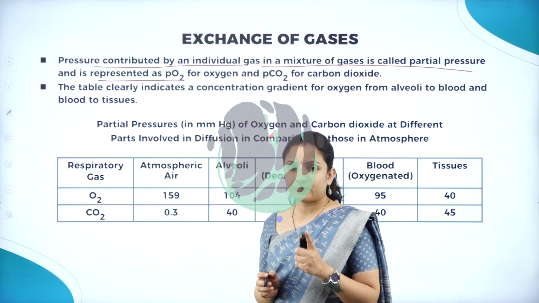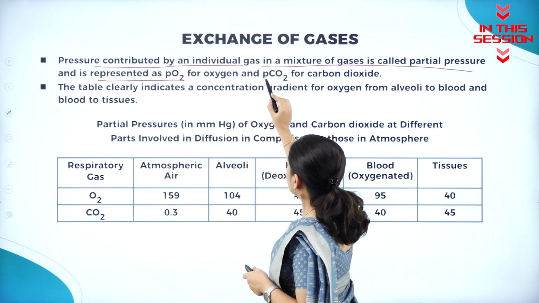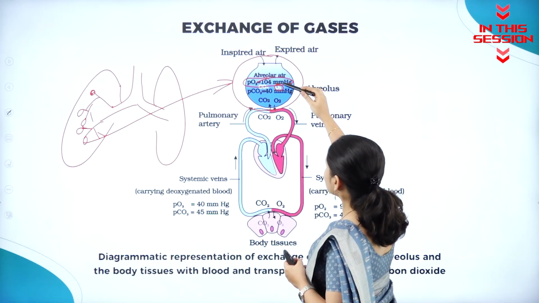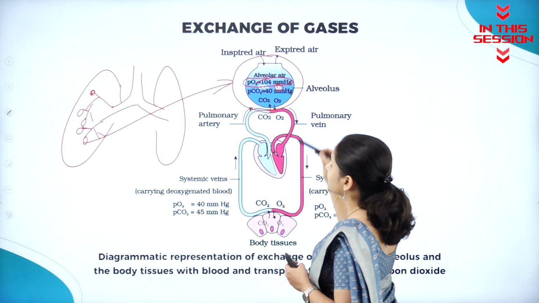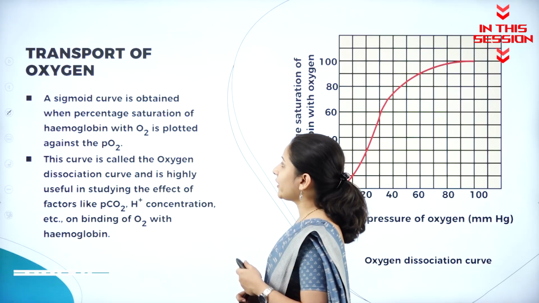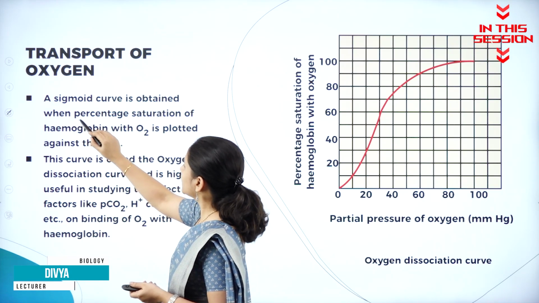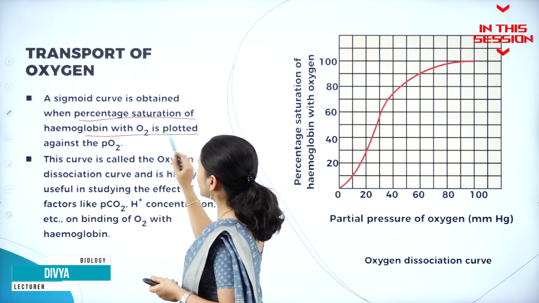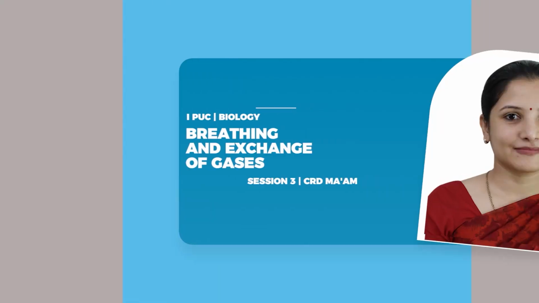PO2 means partial pressure of oxygen and PCO2 means partial pressure of carbon dioxide. The oxygen from the alveoli diffuses into the blood, that is, it moves into the pulmonary vein. A sigmoid curve is obtained when the percentage saturation of hemoglobin with oxygen is plotted against partial pressure of oxygen.